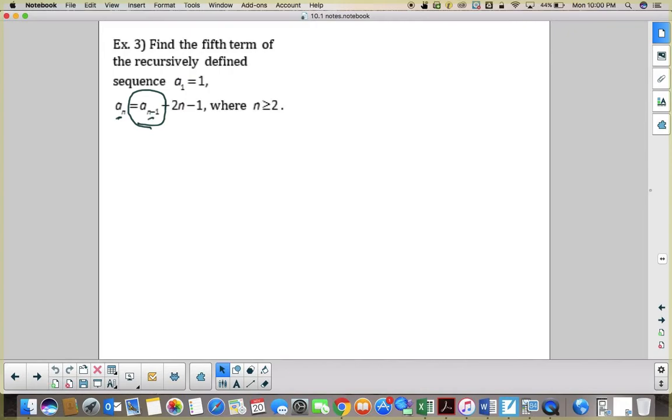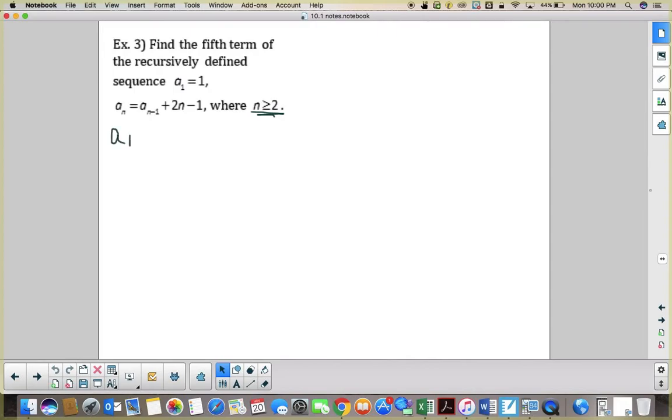So it's the one right before it. You have to start at n greater than 2 because you already have the first term. So you're looking one with that. So this just tells you that you already have the first term, so you've got to go to the second.